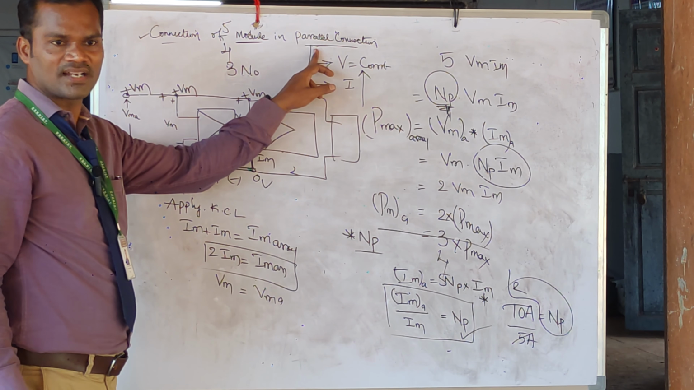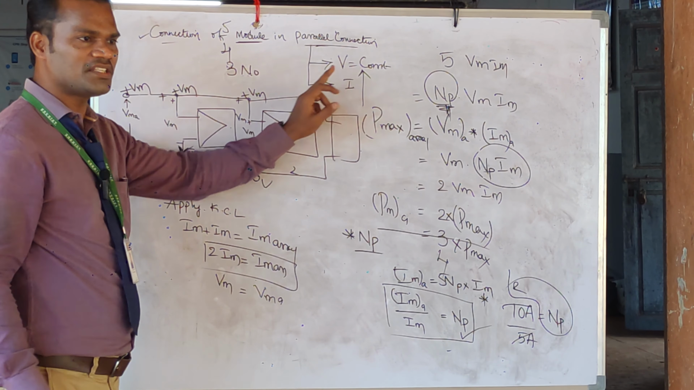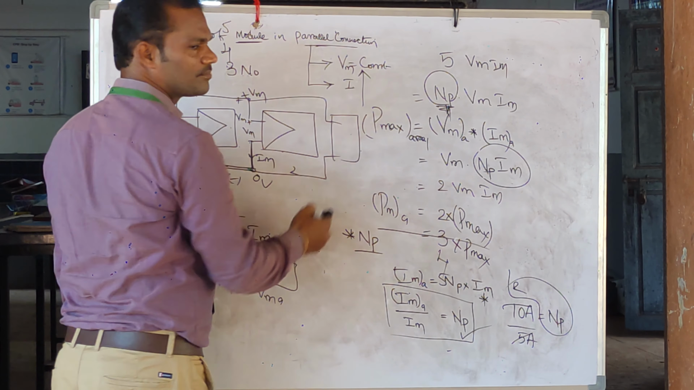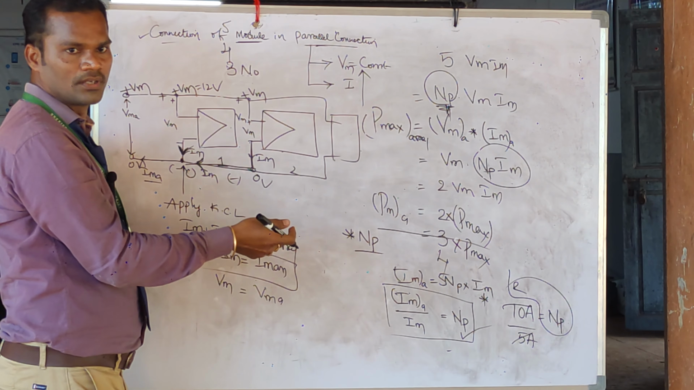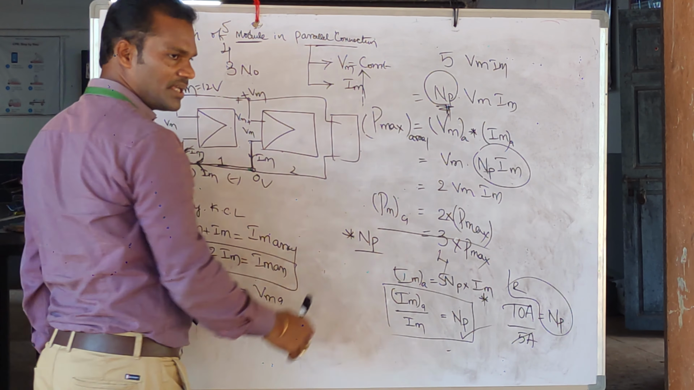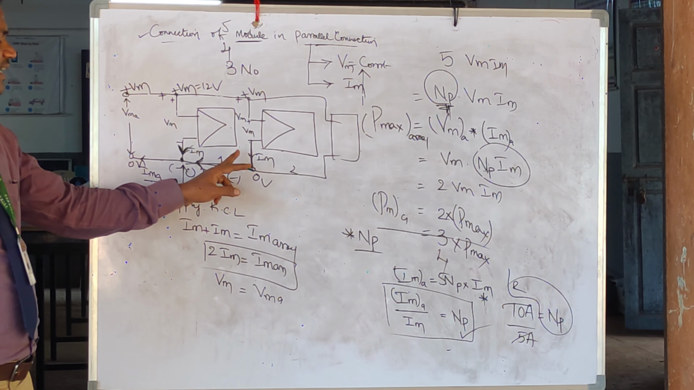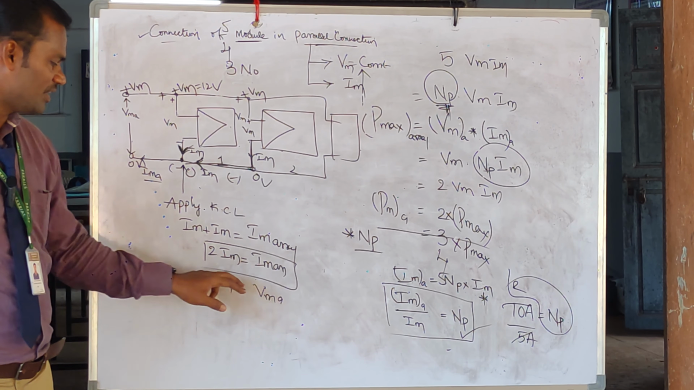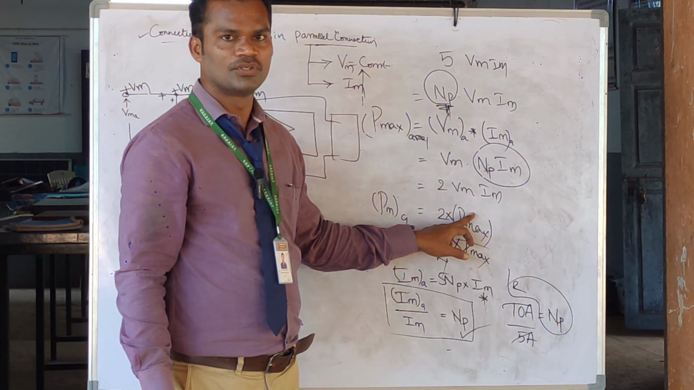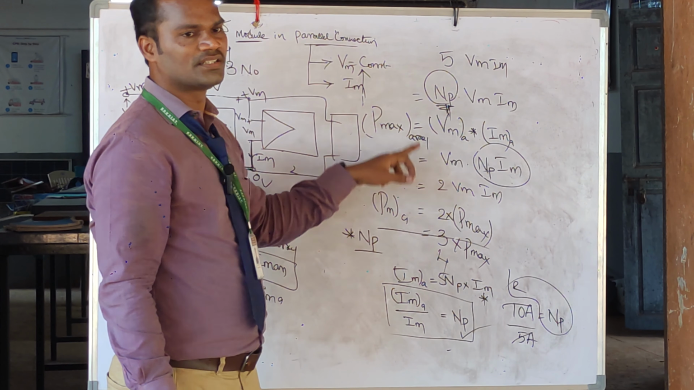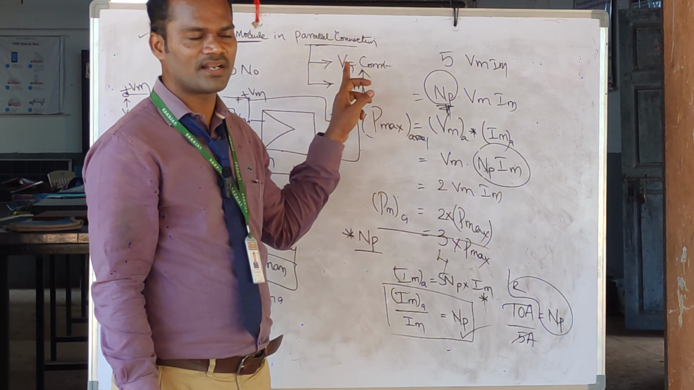In a parallel connection, what is constant? Voltage is constant. Vm is constant. So let us take Vm as 12 volts. This is a 12 volt system. But what is increased? Im is increased. If 2 panels are connected in parallel, automatically the current is increased 2 times. As per that, the power is also increased 2 times. This is how to connect the solar panels in parallel connection.